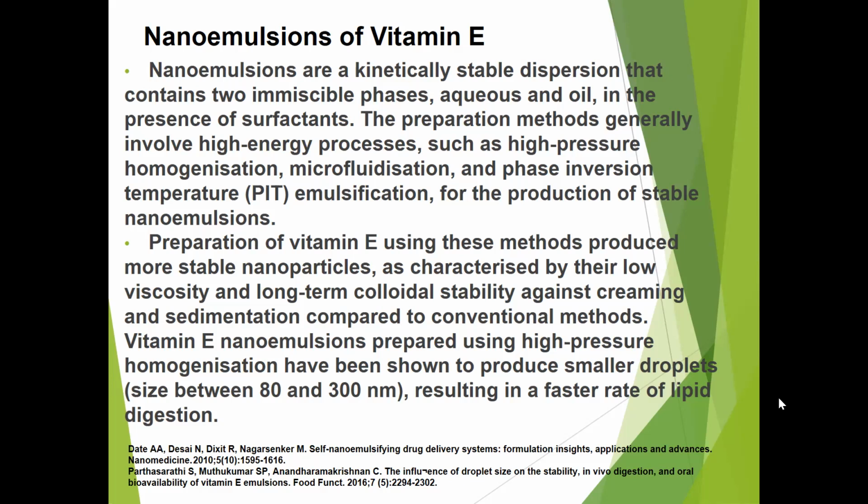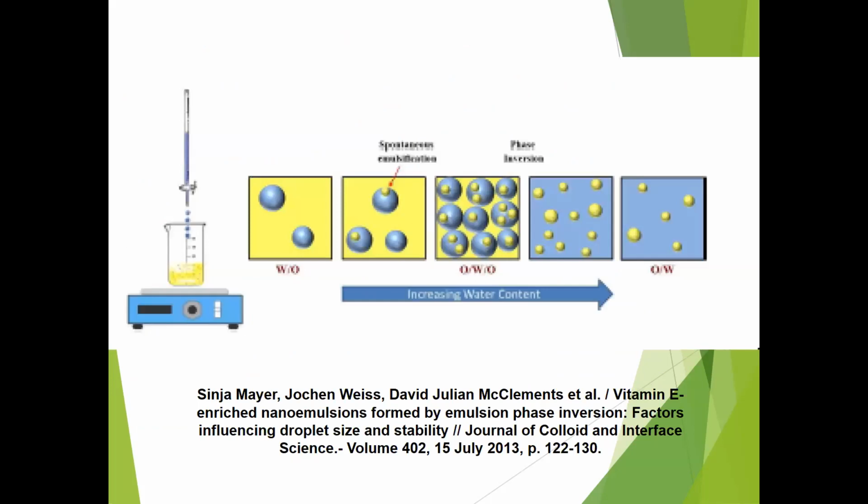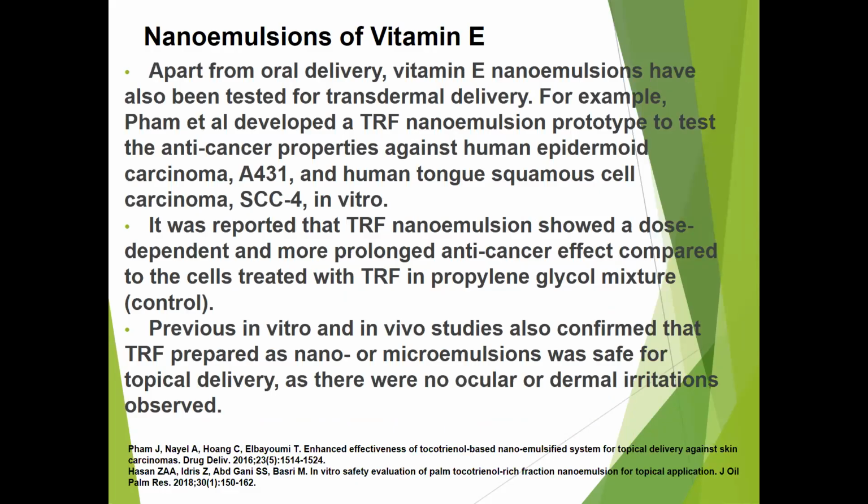Vitamin E nanoemulsion prepared using high-pressure homogenization has been shown to produce smaller droplets, with sizes between 80 and 300 nanometers, resulting in a faster rate of lipid digestion. That is the scheme of the process of synthesis of this emulsion. Apart from oral delivery, vitamin E emulsion has also been tested for transdermal delivery. For example, a TRF nanoemulsion prototype was developed to test the anti-cancer properties against human epidermoid carcinoma and human tongue squamous cell carcinoma in vitro.